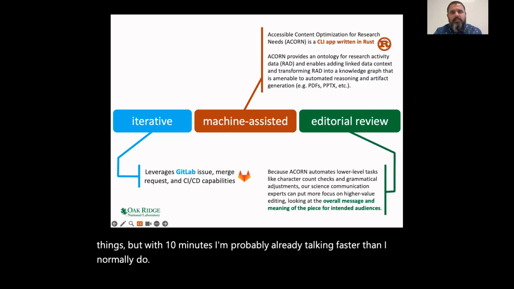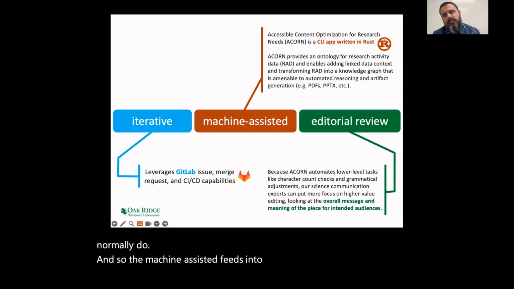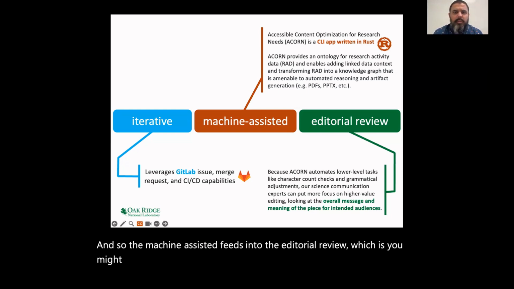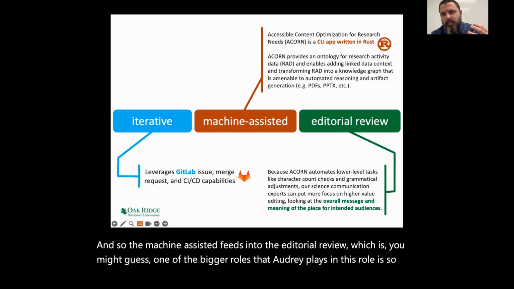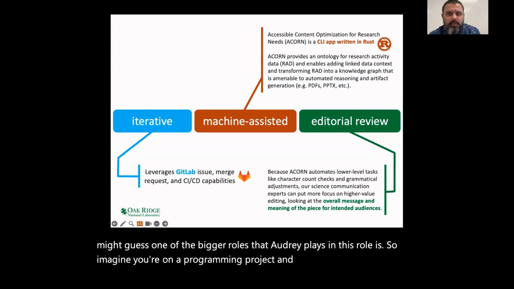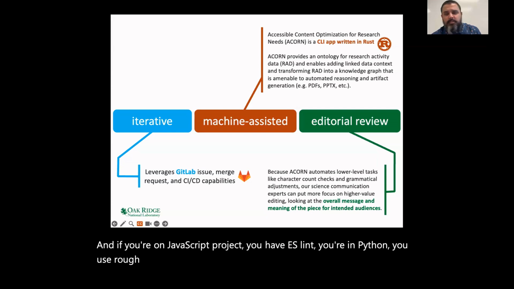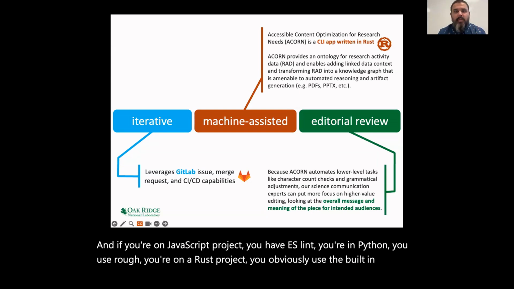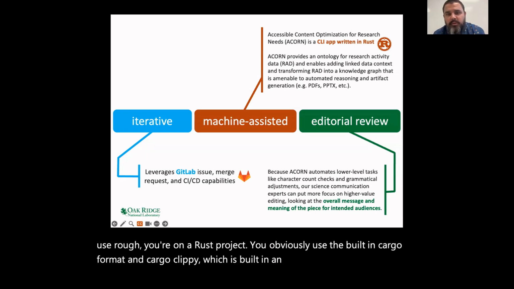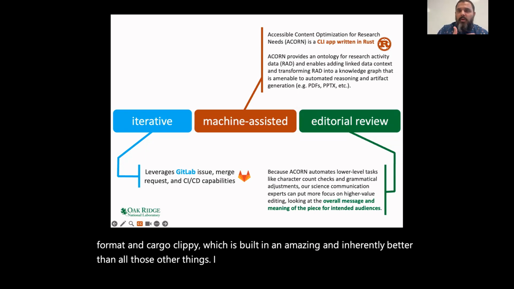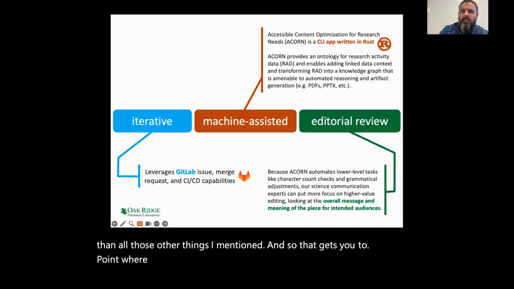And so the machine-assisted part feeds into the editorial review, which is, you might guess, one of the bigger roles that Audrey plays. So imagine you're on a programming project and you have a set of lint rules. If you're on a JavaScript project, you have ESLint. If you're on Python, you use Ruff. If you're on a Rust project, you use the built-in cargo fmt and cargo clippy, which is built in and amazing and inherently better than all those other things I mentioned. That gets you to a point where your syntax is good. You don't have any errors that will prevent compilation and stuff like that.